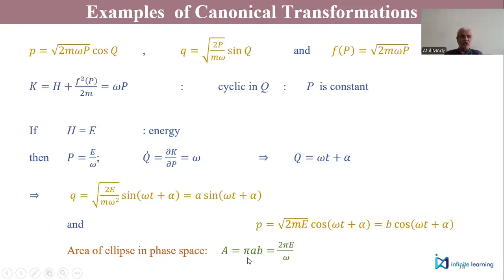In phase space, which is pi AB. So if your standard ellipse is x square by a square plus y square by b square equal to 1, then the area of the ellipse is pi AB. In this case, because of your A and B, the ones which are sitting next to cosine and sine, it becomes 2 pi E upon omega. All right. So let's look at the next slide.